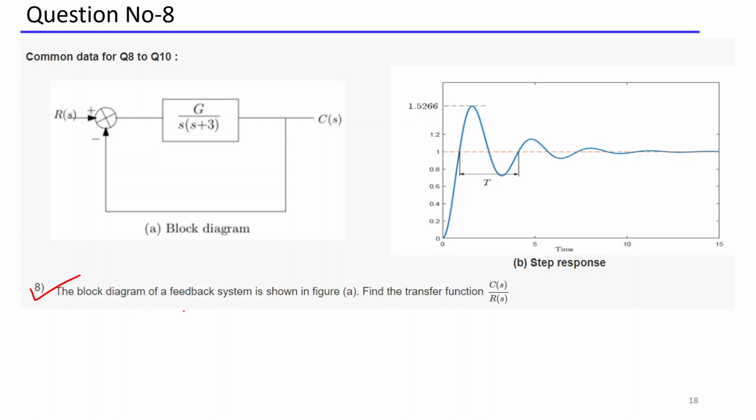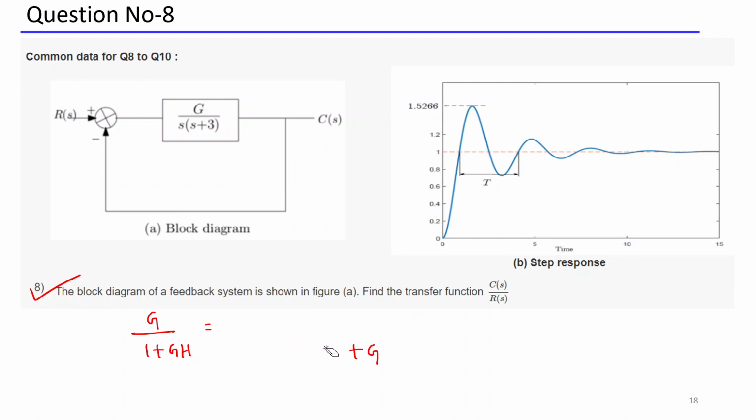So first you write down the closed loop transfer function, sir. G divided by 1 plus GH. H is 1 here. So in my shortcut, how will you write it? G divided by s square plus 3s plus G. Because whatever this G is, you just multiply with this unity feedback.